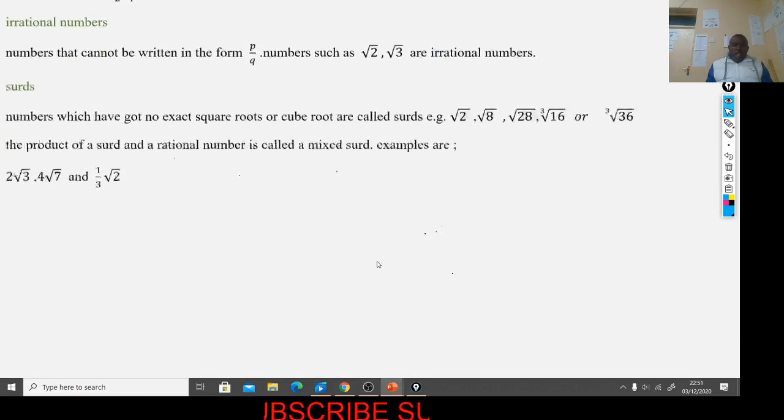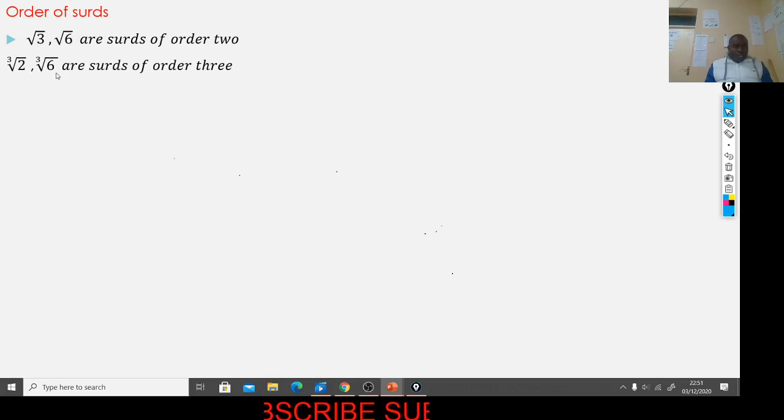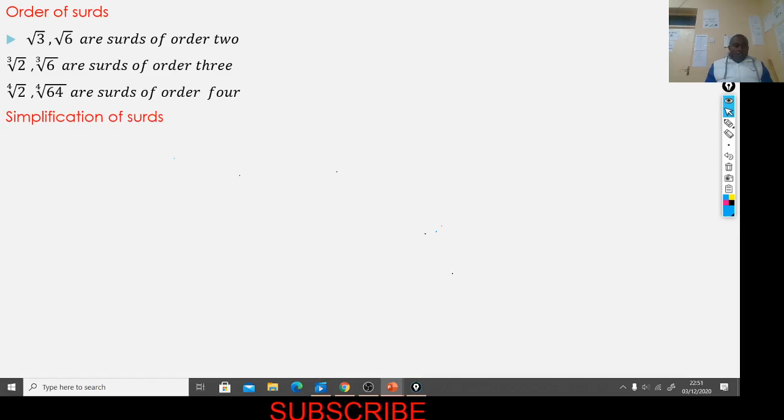Now, let's talk about the order of surds. Root 3 and root 6 are surds of order 2 because the root is just a square root, meaning they are of order 2. Cube root will be order 3. Fourth root is order 4. Fifth root is order 5, and so on.